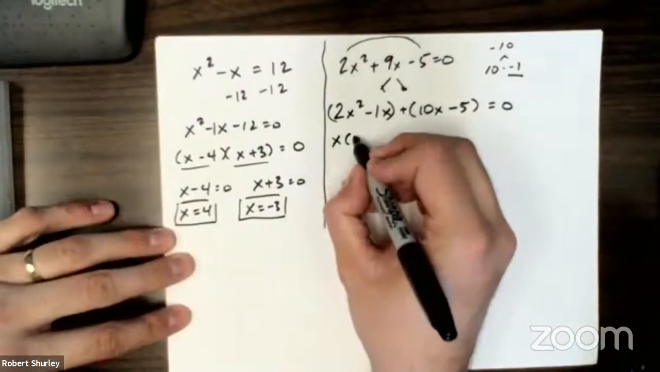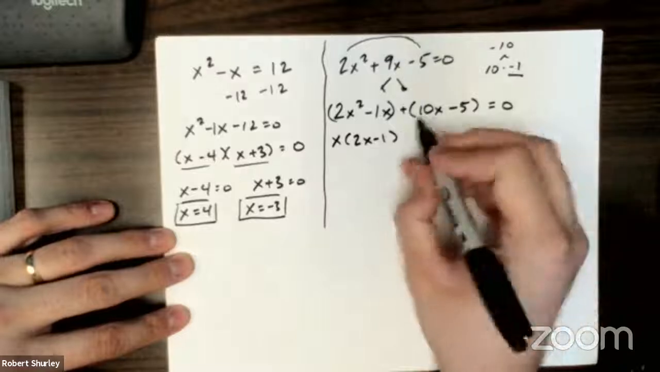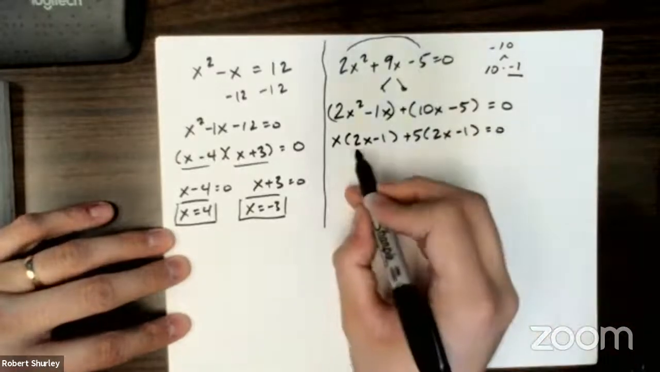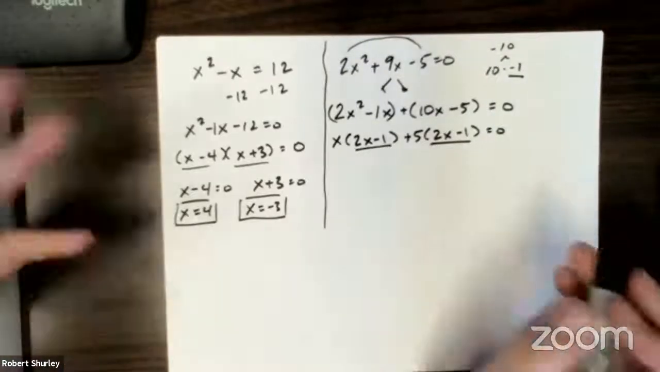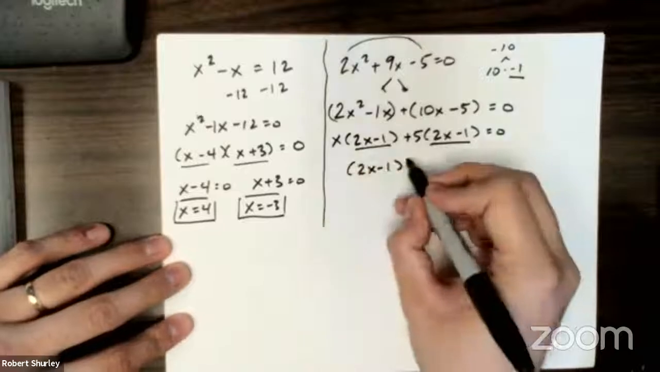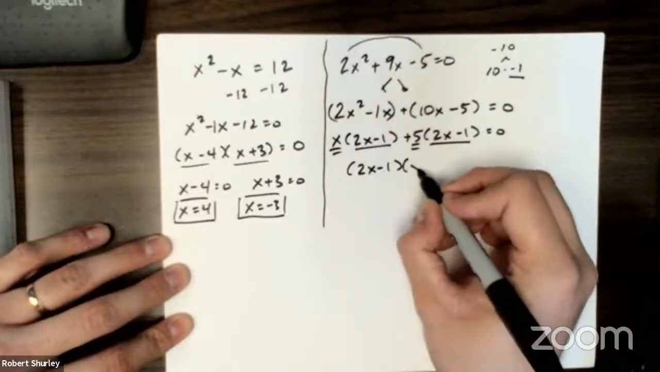I can factor an x out, and I get 2x minus 1. Factor a 5 out, and I get the same thing, 2x minus 1. And then notice these are the same, so we're on the right track. So we factor out the 2x minus 1, right? And we're left with the x plus 5.